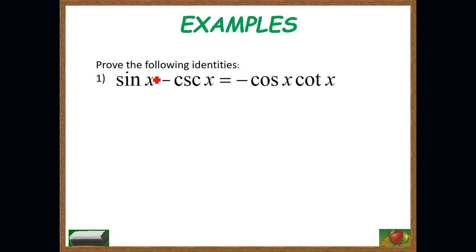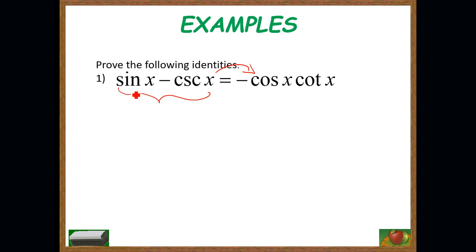So let's prove some identities. Notice that this one says we want to show that the sine of x minus the cosecant of x equals the negative cosine x cotangent x. We're not working it to be simplified. We want to take this side and work it to become that side. So I'm starting with this side over here because it's the more complicated one. It has a minus sign in there, okay? It has two terms rather than one term.